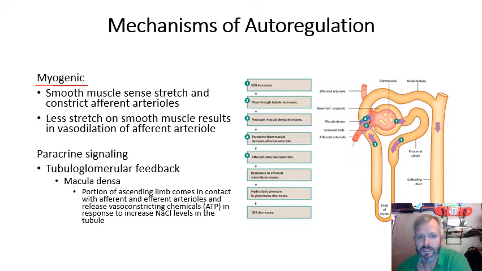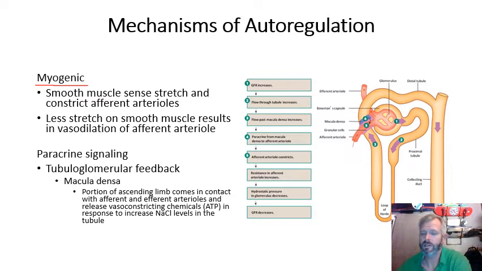There are cells there, and what they respond to is increased levels of NaCl in the tubule. If there's lots of flow of NaCl through there, higher pressure, they will release chemicals to the cells of the afferent arteriole, causing those afferent arterioles to constrict, to reduce the amount of pressure. These macula densa cells do paracrine signaling because they're signaling to these nearby afferent arteriole cells. That's going to cause the afferent arterioles to constrict.